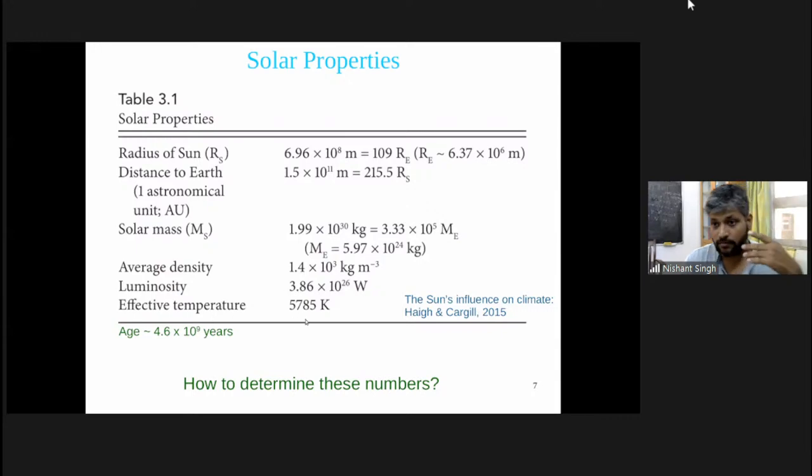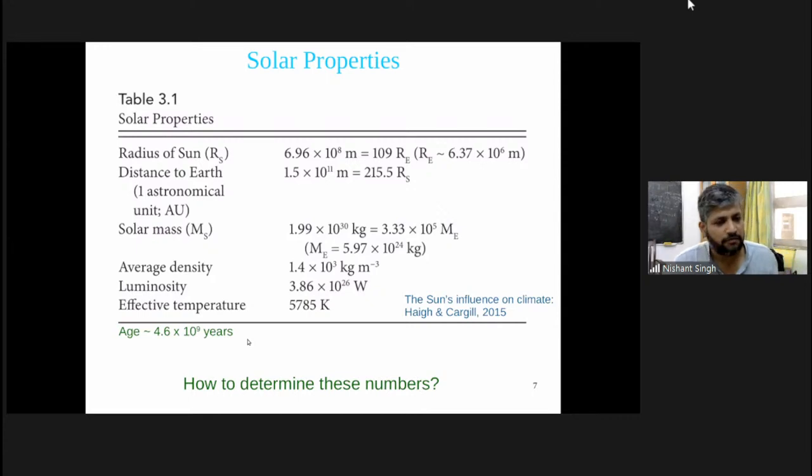The effective temperature, because of which it acquires the yellowish color that we see, is around 6000 Kelvin. You can nearly fit a black body to it, and the peak of the black body falls in the visible range. That's what we observe in terms of the Sun. The astronomical unit is about 4 times 10^11 meters. The age of the Sun is 4.6 times 10^9 years.